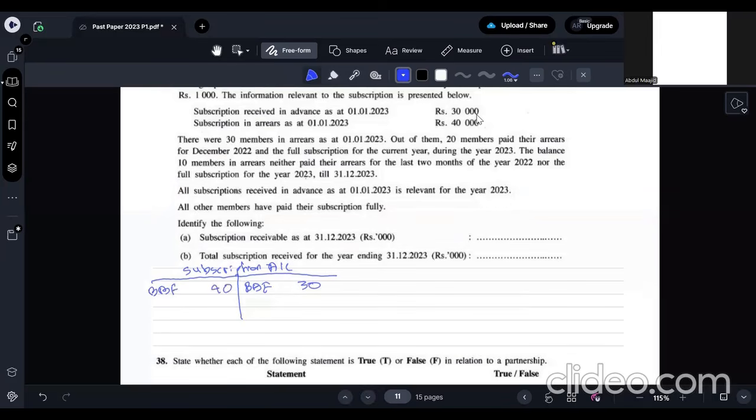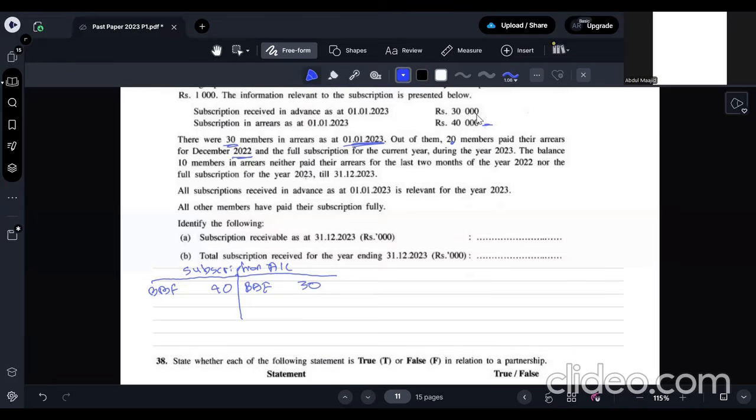There were 30 members in arrears as at 1st of January 2023. Out of them, 20 members paid their arrears for December and the full subscription for the current year during the year 2023. Now, there were 30 members in arrears. Out of them, 20 members paid their arrears, which they had for December last year. They paid that. And also the subscription for the full year, they have paid. Okay. The balance 10 members in arrears.